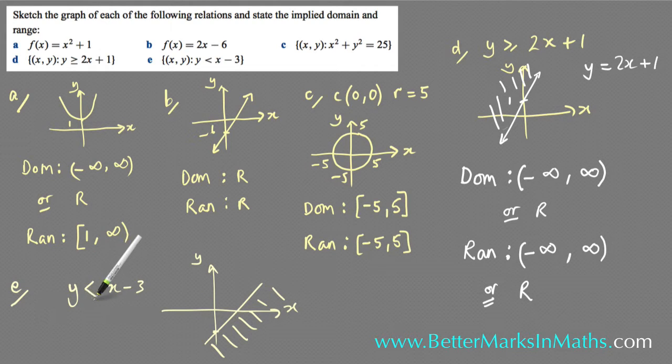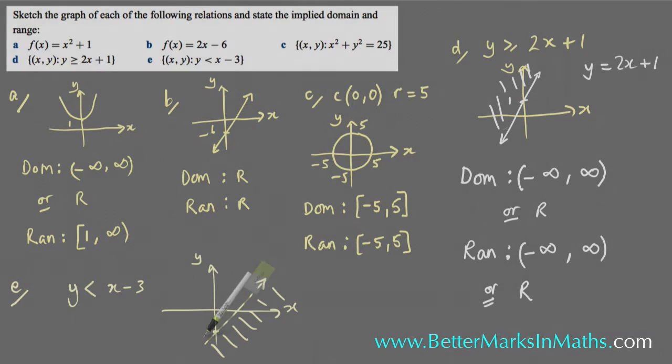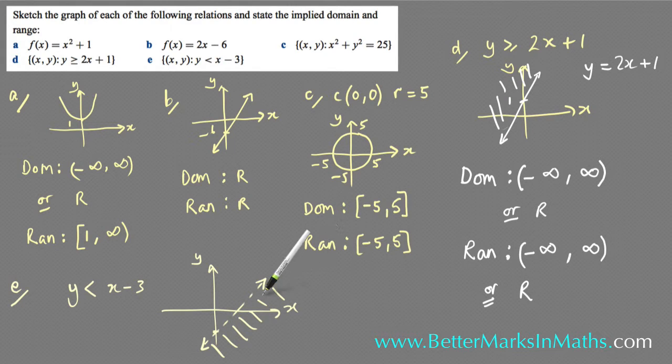And because it's not equal to, it means you don't want the points on the line, so you need to dot them out. So there's the graph of this relation, and for a similar reason to what I mentioned over there, the domain for this one is going to be R, and the range is going to be R as well.